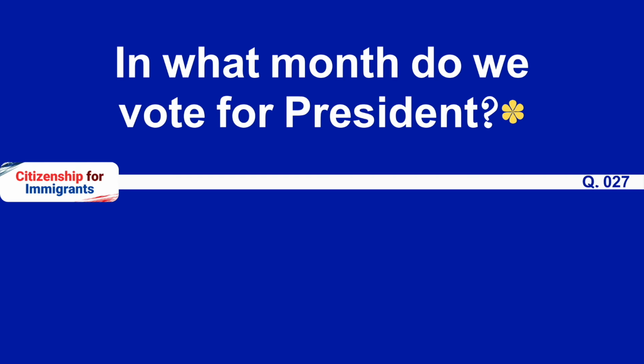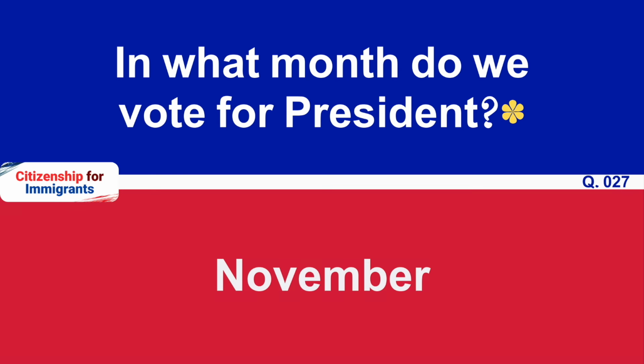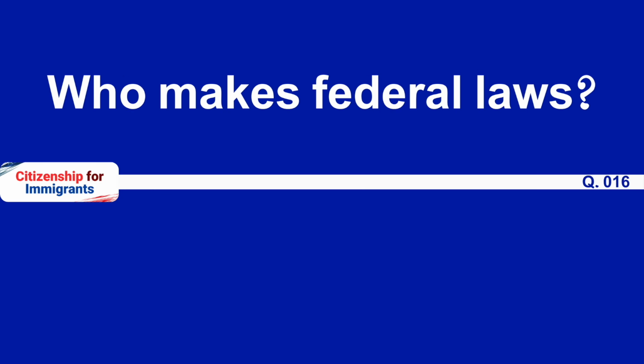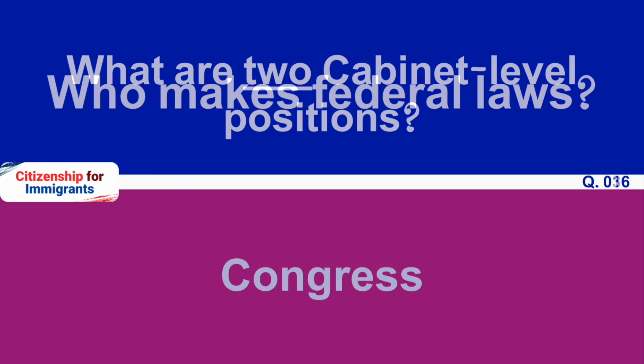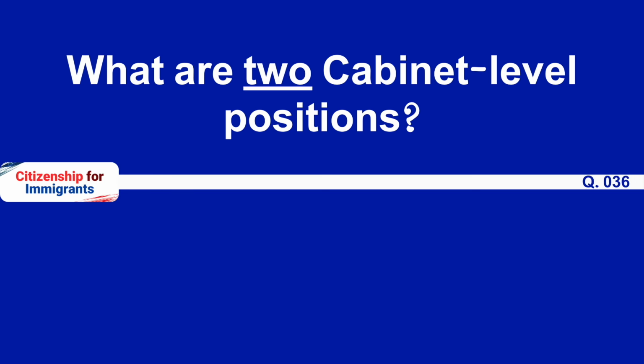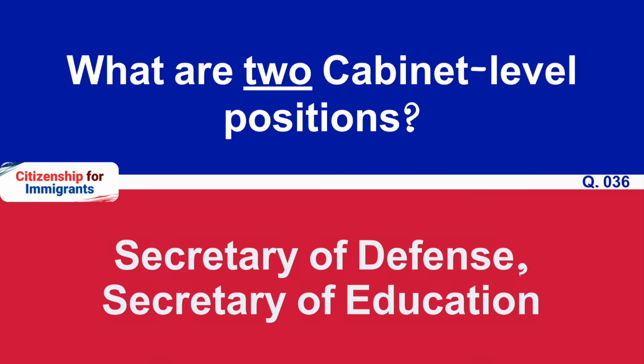In what month do we vote for president? November. Who makes federal laws? Congress. What are two cabinet-level positions? Secretary of Defense, Secretary of Education.